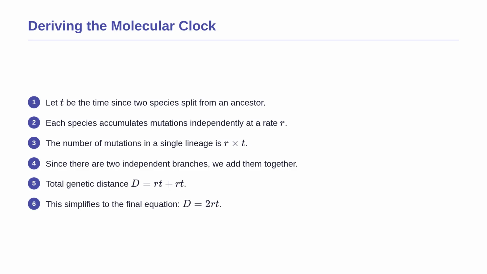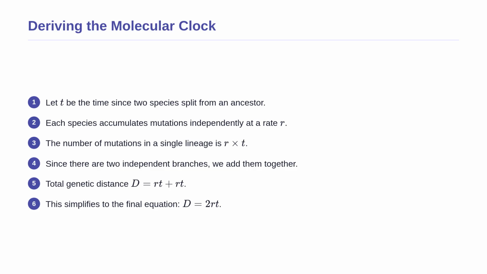Now that we have used this formula, let us understand where the number 2 comes from. What we are establishing here is why the total genetic distance requires multiplying by 2. When 2 species diverge from a common ancestor at time t equals 0, they begin evolving independently. Each separate lineage accumulates mutations at the rate r.